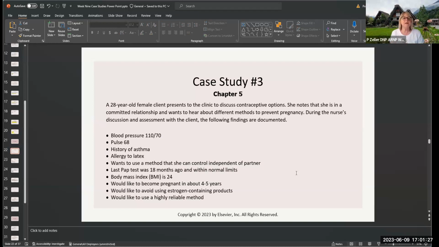So when you do your assessment and you get her blood pressure, her pulse, she has a history of asthma and she's allergic to latex. She wants to use a method that she can control independent of her partner. Okay. She had a pap test 18 months ago and it was normal. Body mass index is 24 and that's normal. She does want to become pregnant again, but not for another 4 or 5 years. And she really doesn't want to use estrogen. She has migraines. Okay, so she doesn't want to use estrogen, but she wants something very reliable.